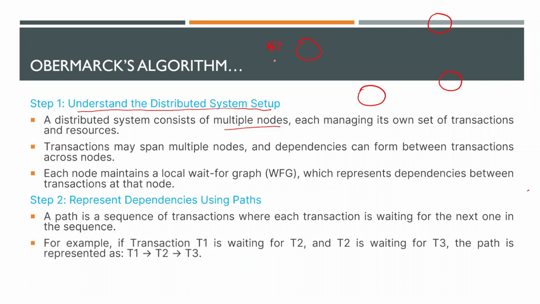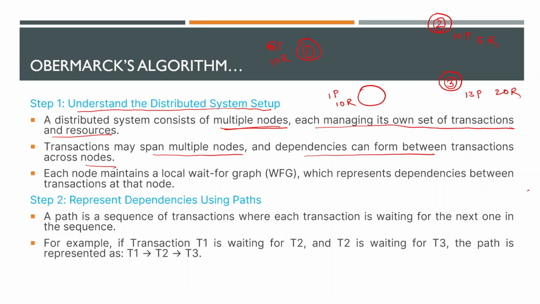Suppose node 1 contains 5 processes and 10 resources. Node 2 contains 10 processes and 5 resources. Node 3 contains 13 processes and 20 resources, and node 4 contains 1 process and 10 resources. And likewise, as this is a distributed environment, any process which is getting executed on any node may require the resource which might be there on any other node in the distributed environment. Transactions may span multiple nodes, and dependencies can form between transactions across the nodes.